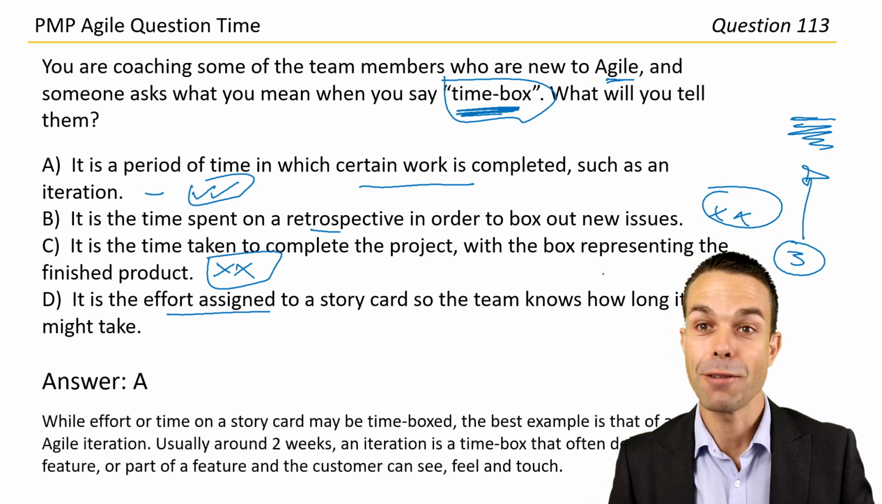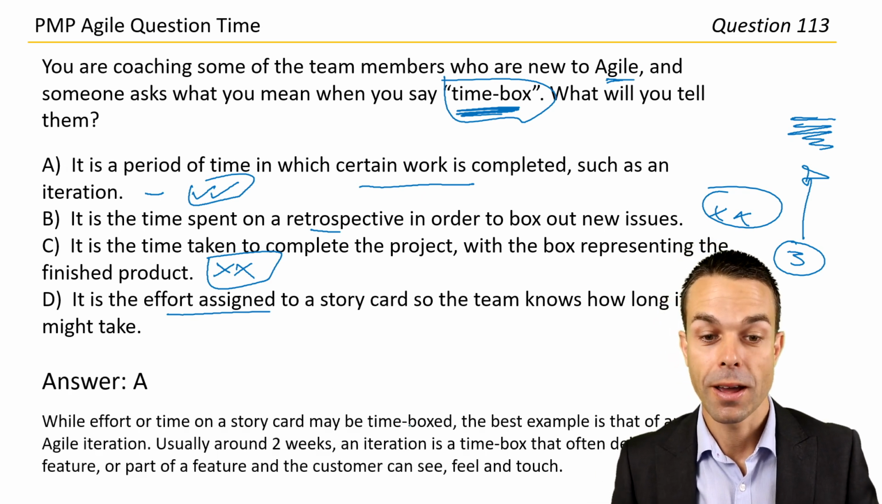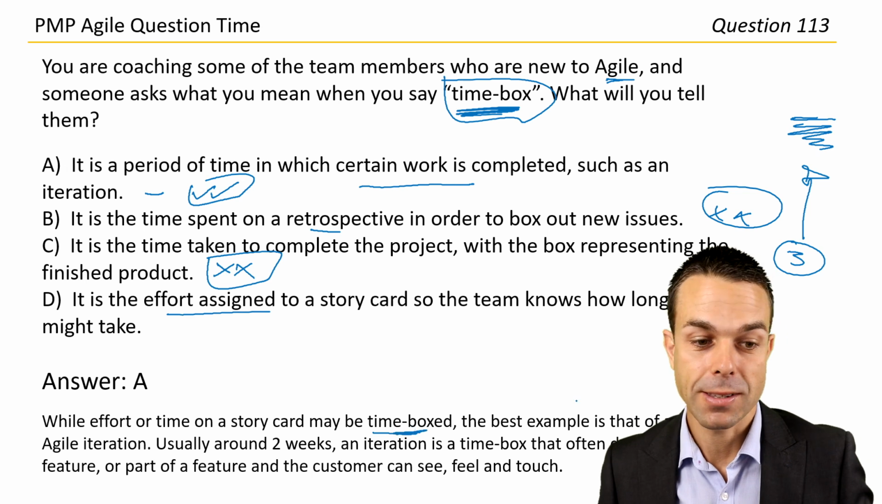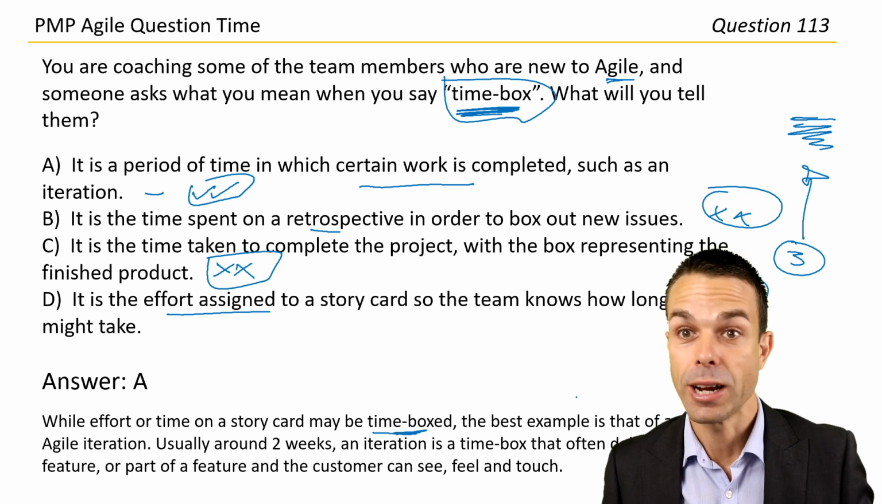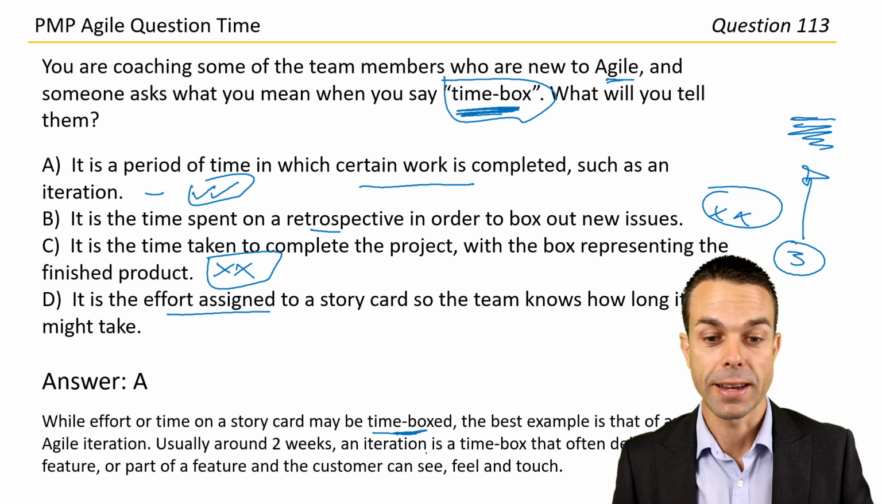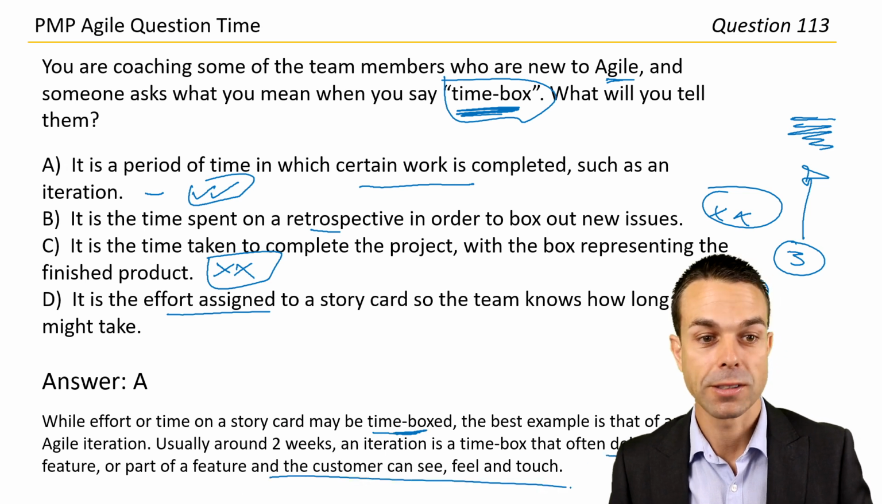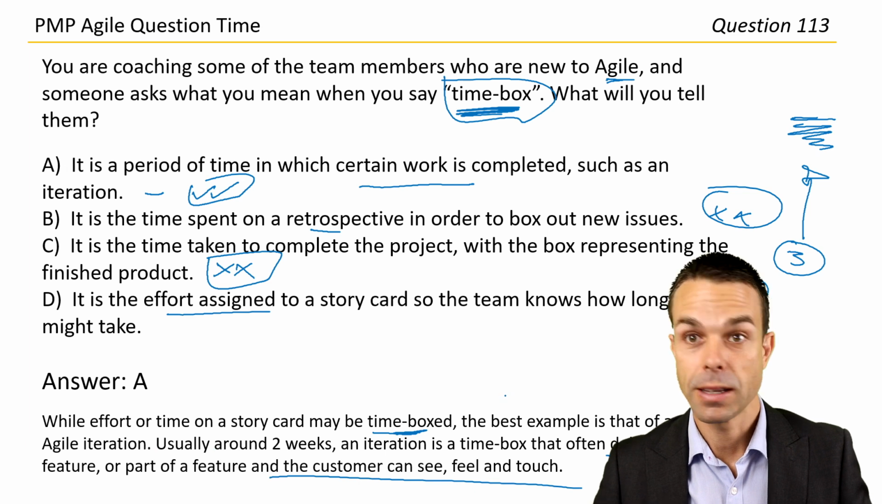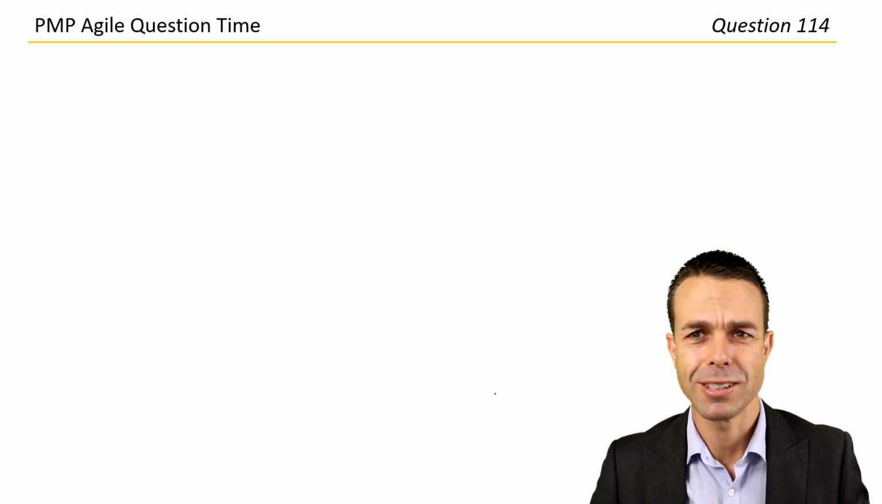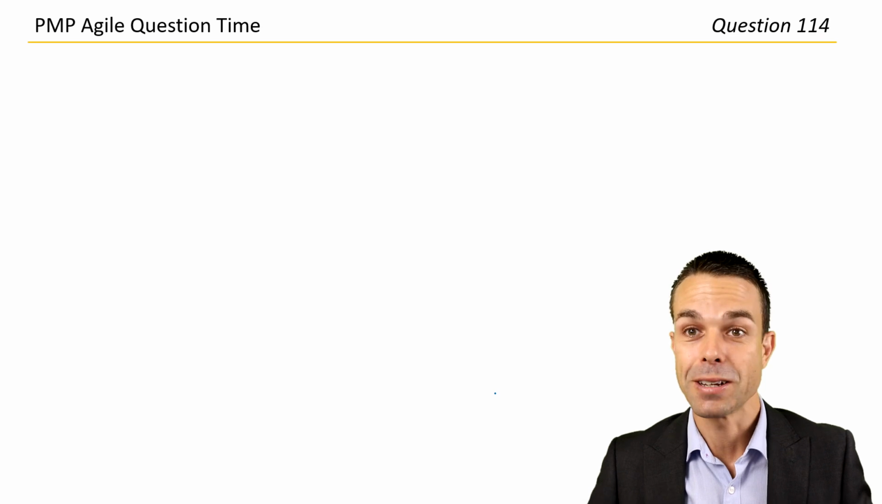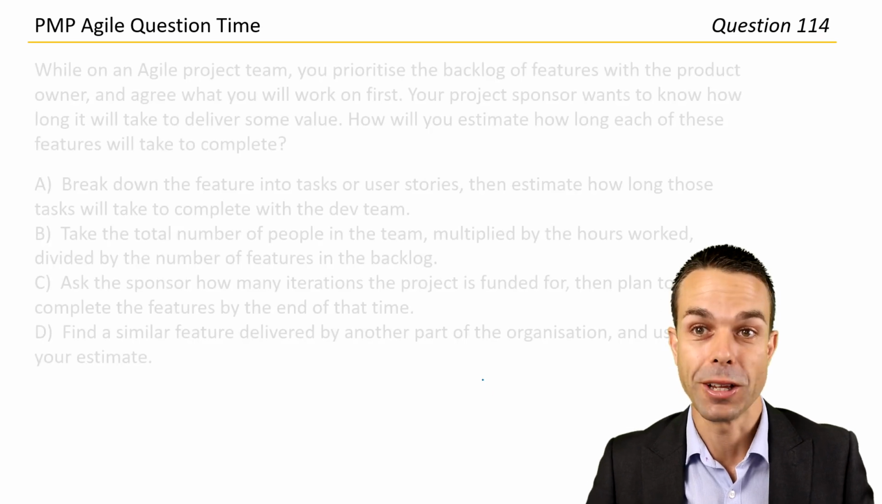There it is. While effort or time on a story card may be time boxed, the best example of that is an iteration. Usually around 2 weeks, an iteration is a time box that delivers a feature or part of a feature that a customer can see, feel, or touch. Yeah, absolutely. That was really good. Wow, these questions are great today. All right, only a couple to go, so you're doing really well.